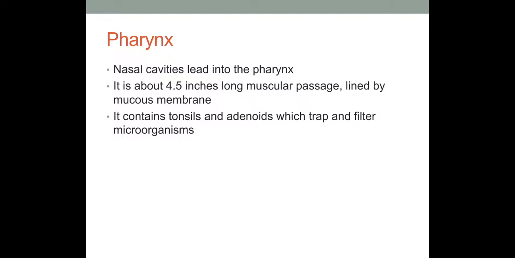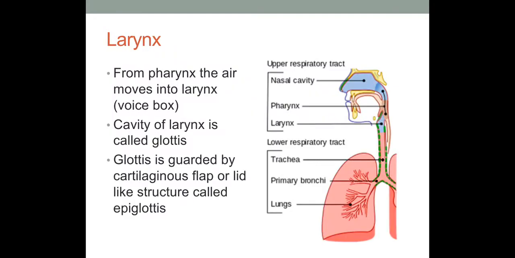Now from the pharynx, there are two passages. As I have told you earlier, it is a combined passage for the digestive system and the respiratory system. So one passage is toward the larynx, which is a part of the respiratory system, and the other passage is toward the esophagus, which is a part of the digestive system.